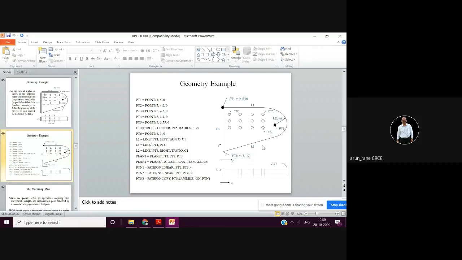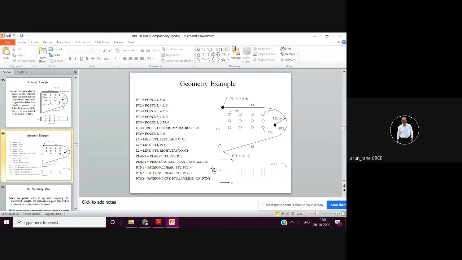But since we want to avoid the calculation, we are saying that it is tangent. Now, planes. We are defining two planes. One is plane one, and another is this plane, that is the bottom of the workpiece. Yes. So we say plane one.